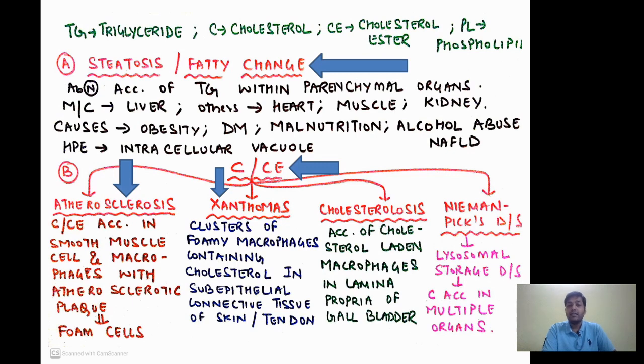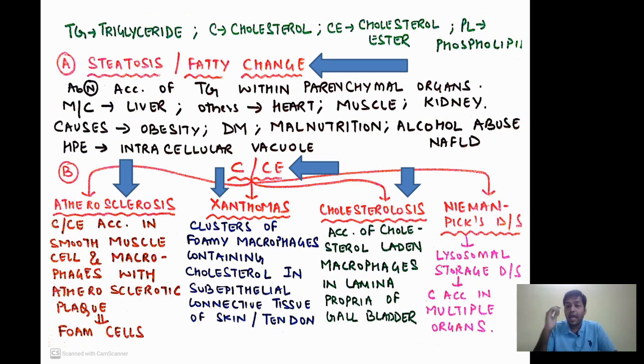The second point is xanthomas. You will see some people, obese people, are having certain xanthomas. There are certain accumulations in the eyelids, in various body parts, in the neck, in the shoulders. What are these xanthomas? These are clusters of foamy macrophages containing cholesterol in the subepithelial connective tissue of the skin or tendon. Then we are having cholesterolosis. Again over here we are having cholesterol-laden macrophages in the lamina propria of the gallbladder.